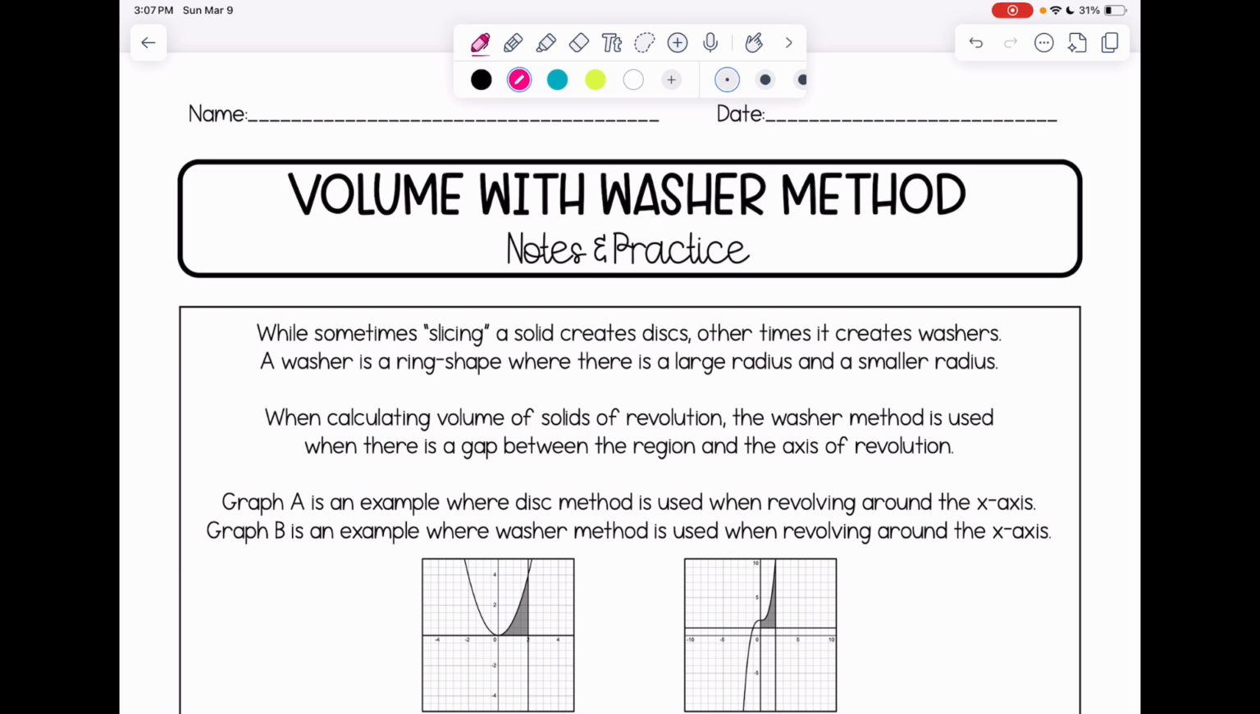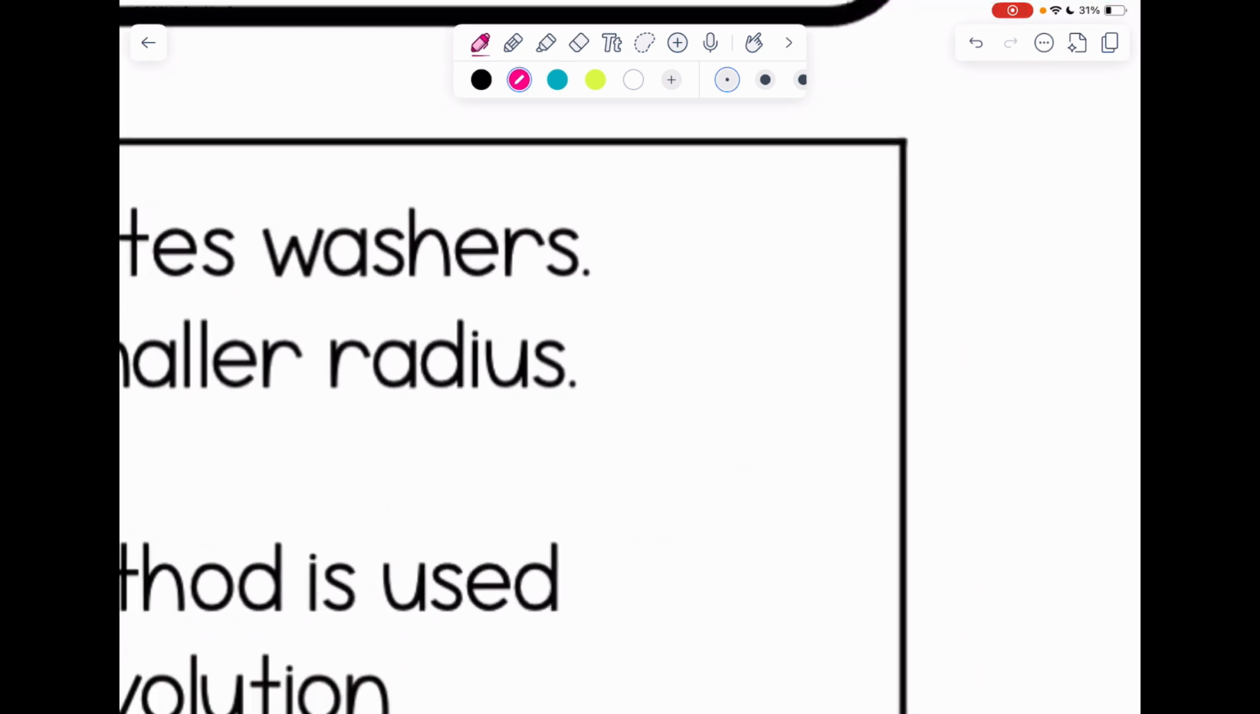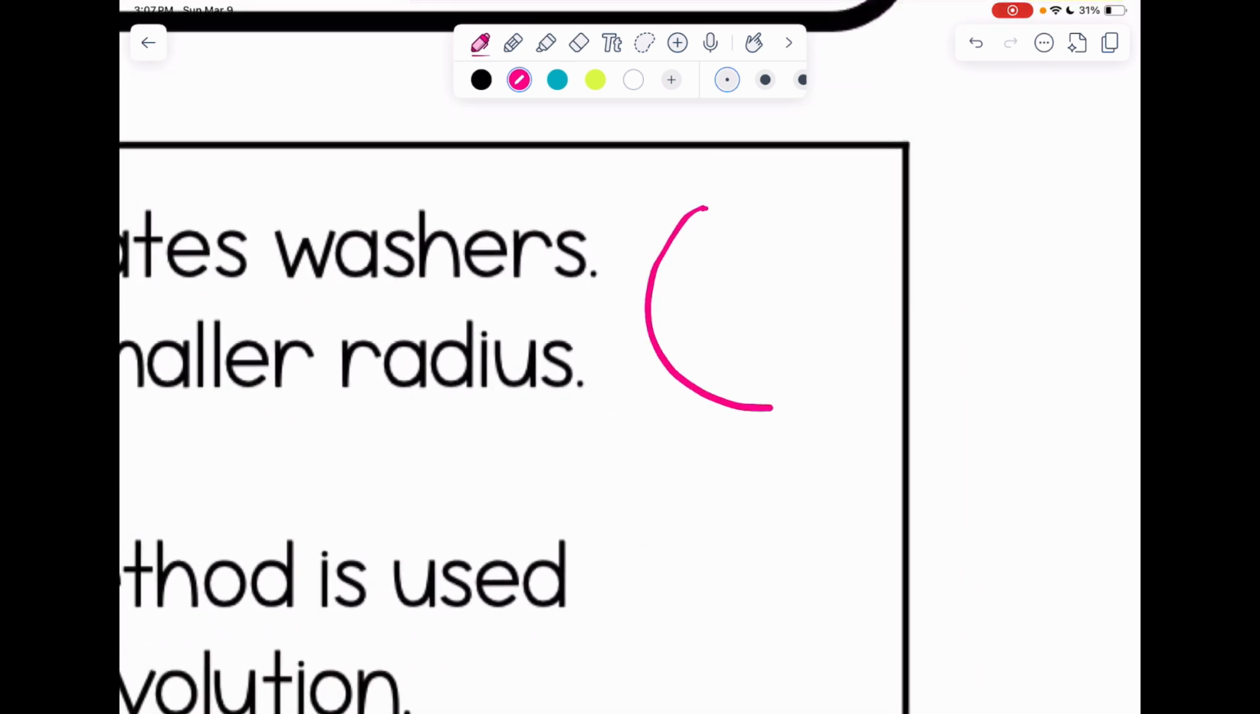A washer is essentially a ring shape where there is a large radius and a smaller radius. Just to show you what I'm referring to, picture a donut or a bagel: we have a circle with an outer ring, and then a circle with an inner ring. Assuming these are concentric, they have the same center. You can see there is a large radius and also a small radius.